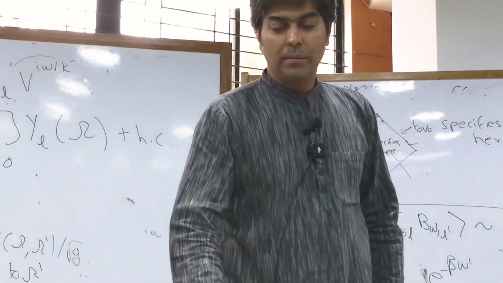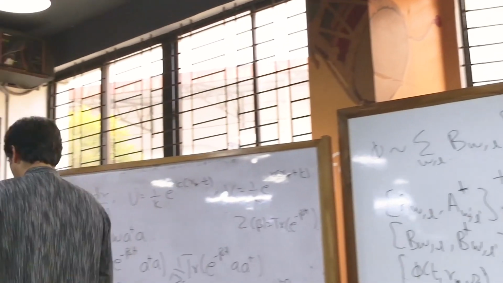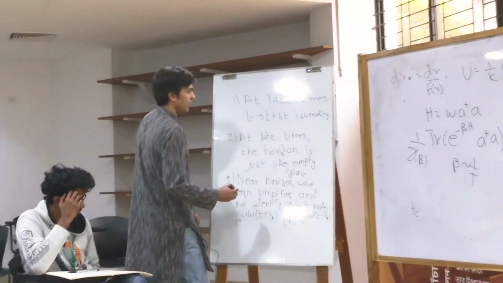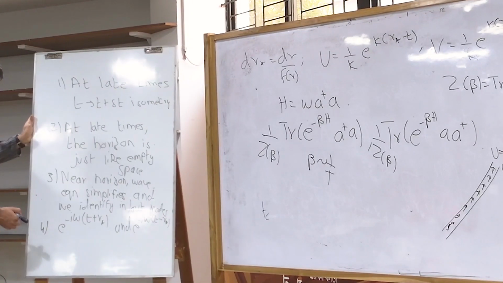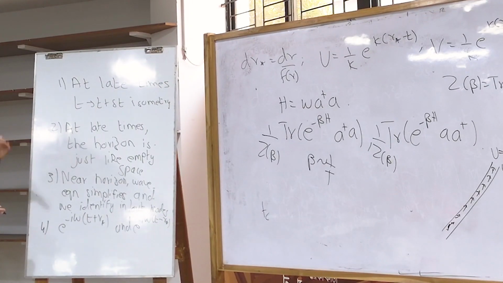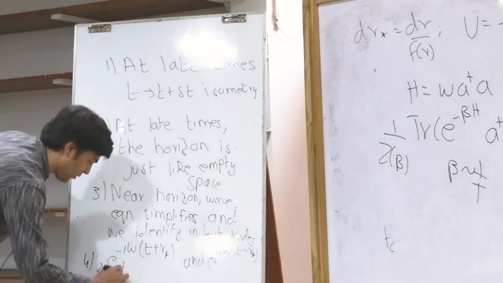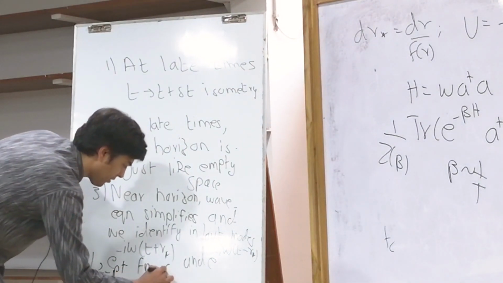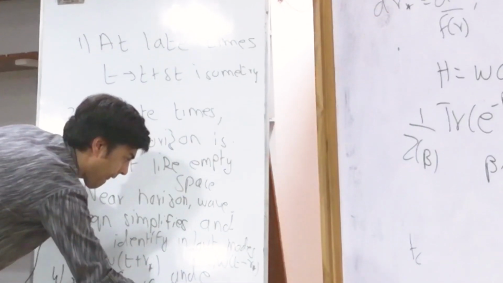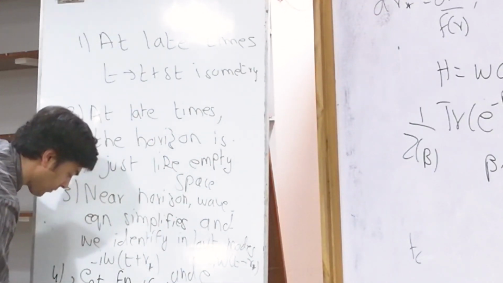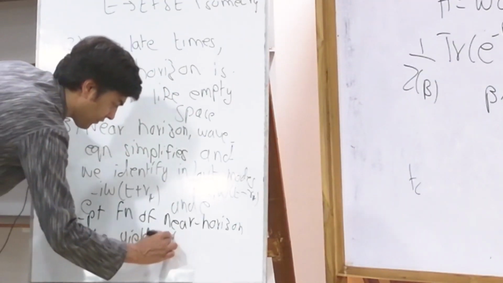Okay, so let me just explain now the fourth point that I made. I'm sorry, I'm writing below. I don't know how to raise this, but I'll just write some. I'm just writing a summary. It is that the 2-point function of near horizon modes yields a thermal spectrum for outgoing radiation. Okay.